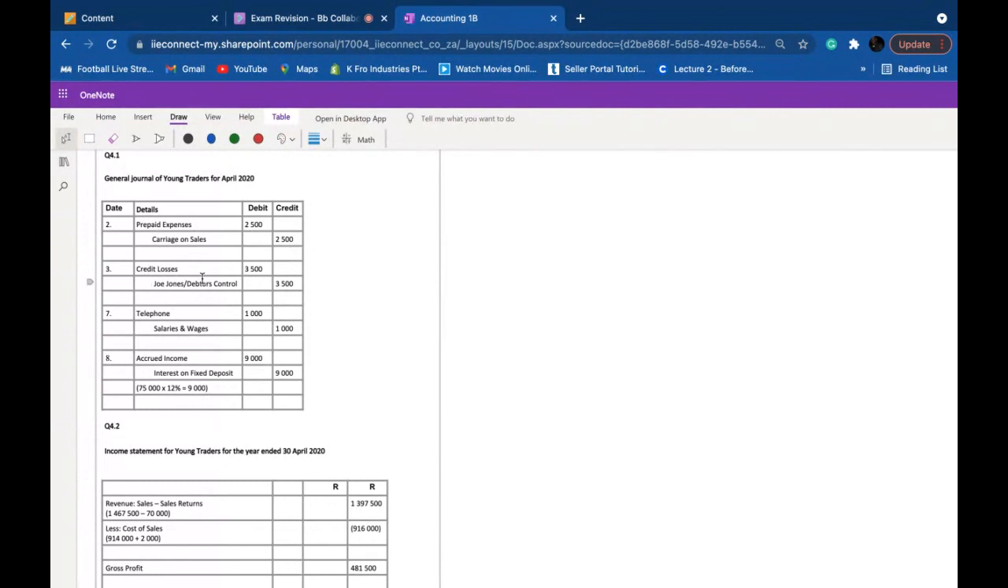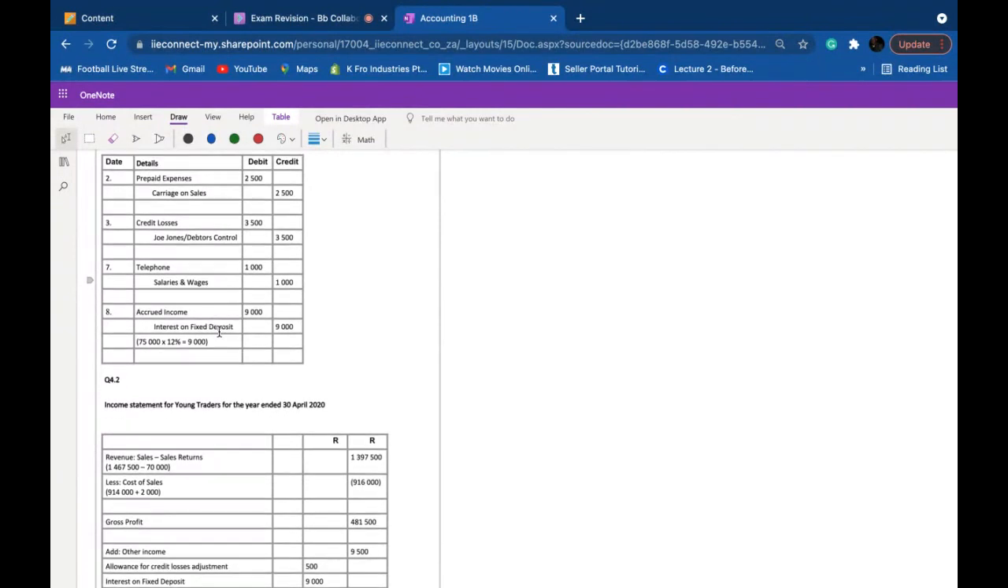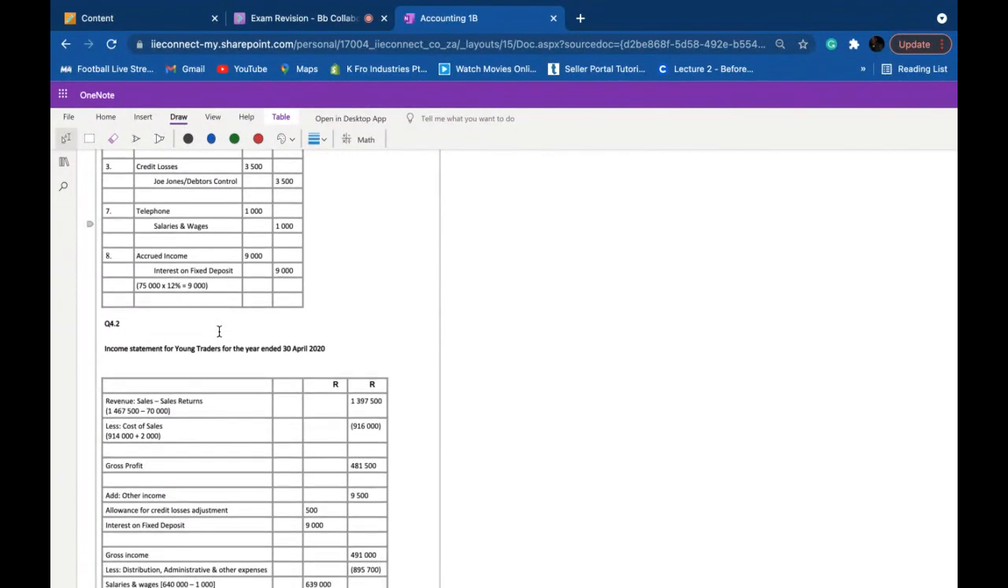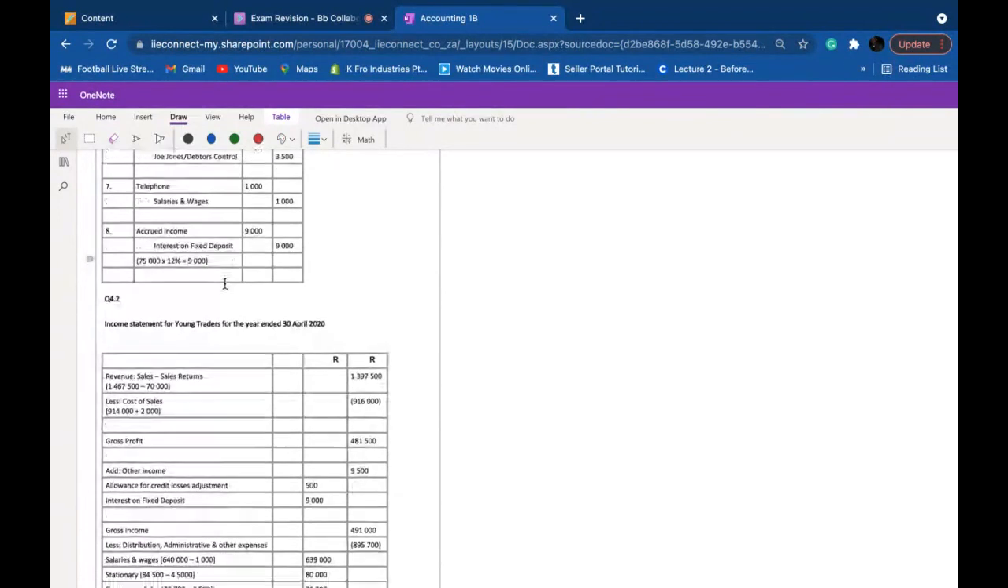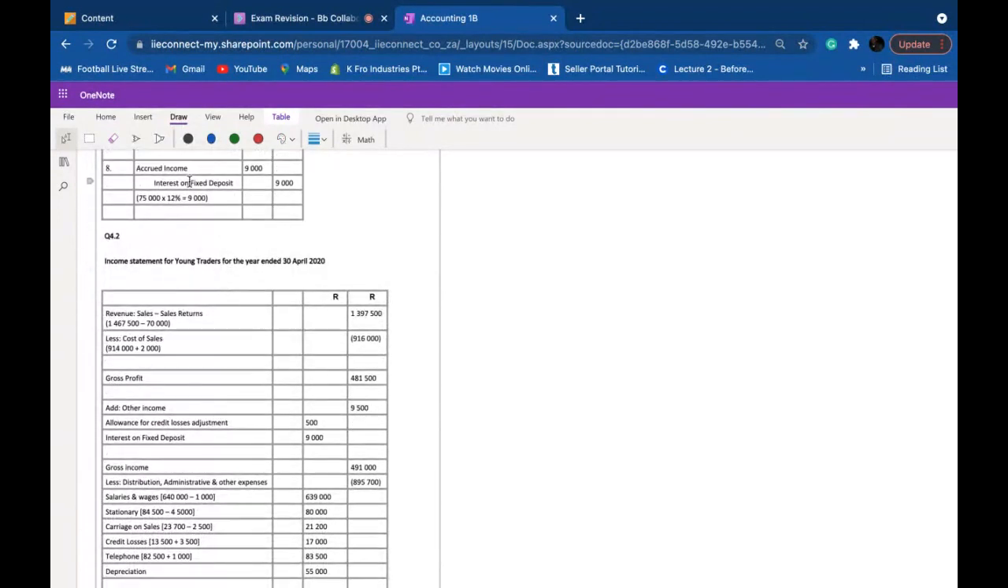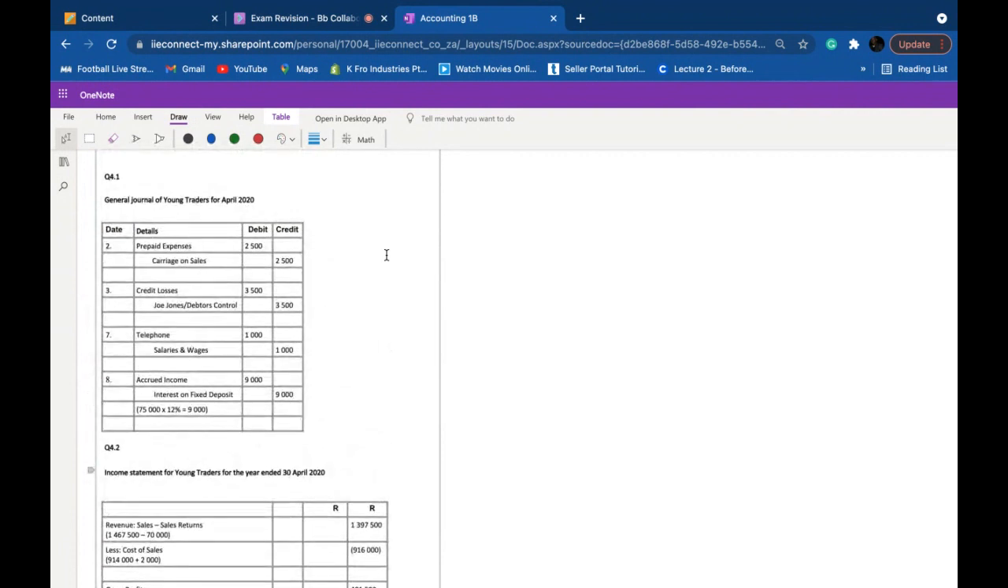All right, credit losses, an expense. Bad debts, same thing. So here you could have put slash bad debts, 3,500. And then here, debtors control is decreasing, or you could think of it as the personal debtor, Joe Jones. Okay, either one would be correct. Then the telephone, remember we're rectifying an error. Telephone 1,000 increasing, salaries and wages decreasing 1,000. Then accrued income 9,000. Okay, this is money due to us, remember, on the fixed deposit, and then interest on fixed deposit 9,000. So that's all they wanted us to do on the journals.